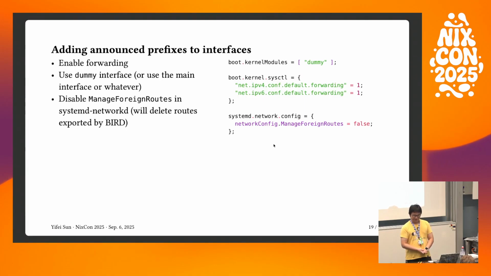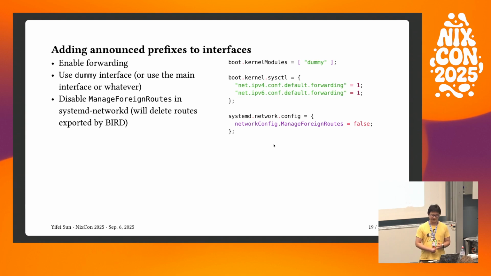And now you've set up the BGP sessions, and you just need to add the address to an interface so you can get connected to the internet. And for here, I'm using a virtual interface for ease of management, and I'm using the dummy kernel module, and set the forwarding to true, and disable the manage foreign routes in systemd kernel configurations. If you do export routes to kernel, it will be wiped if you don't set it to false.